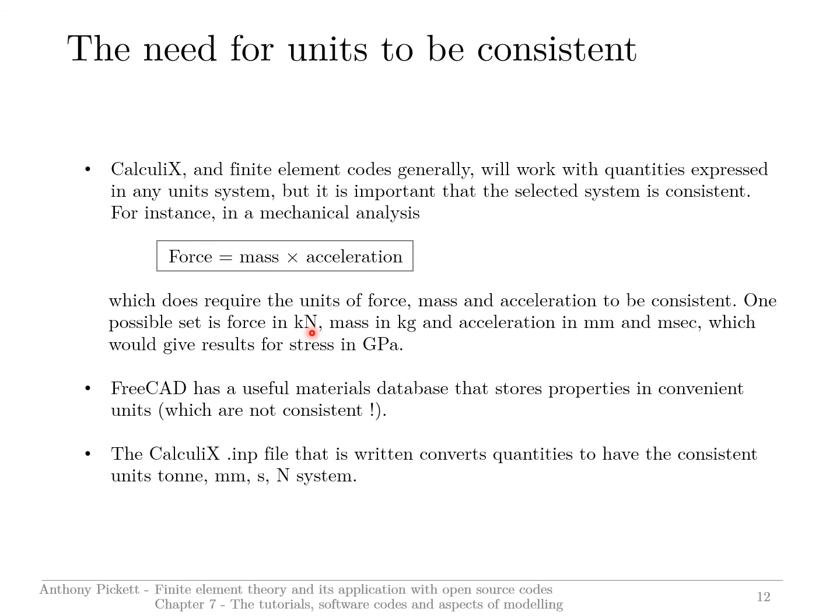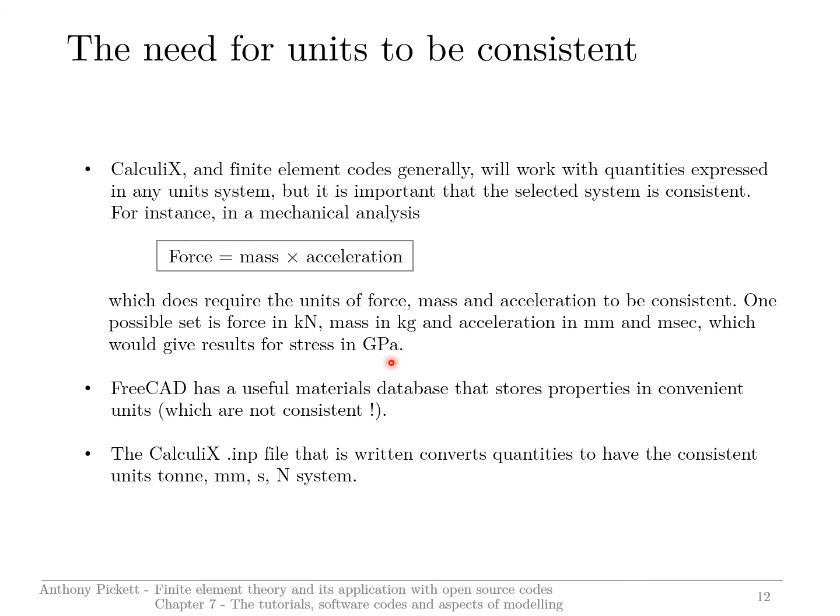If we built a model where you express things in kilograms, millimeters, milliseconds, but you express the forces somewhere in there in newtons, then this would be an inconsistent set of units, and it would lead to real problems. With this consistent set of units, you'll generate results for stress in terms of gigapascals. But if it was inconsistent, then it would be very misleading what the stress is.